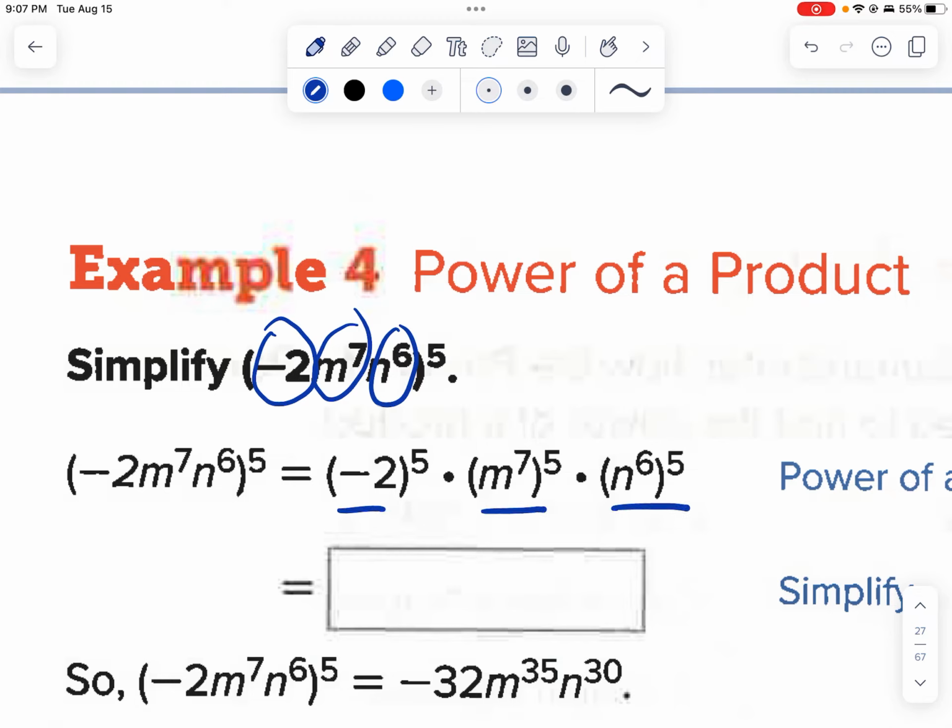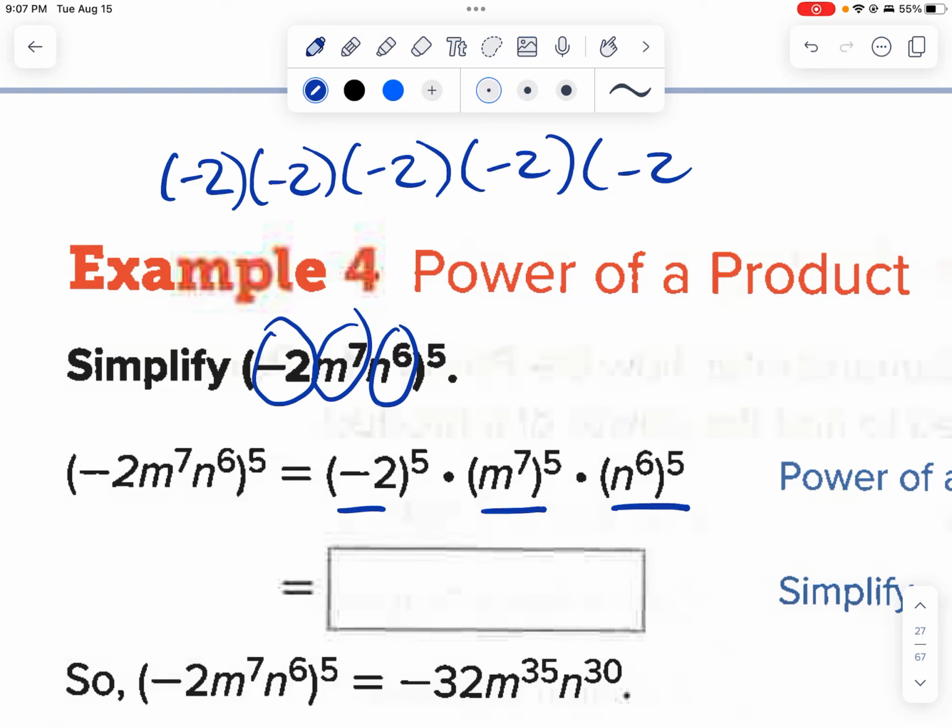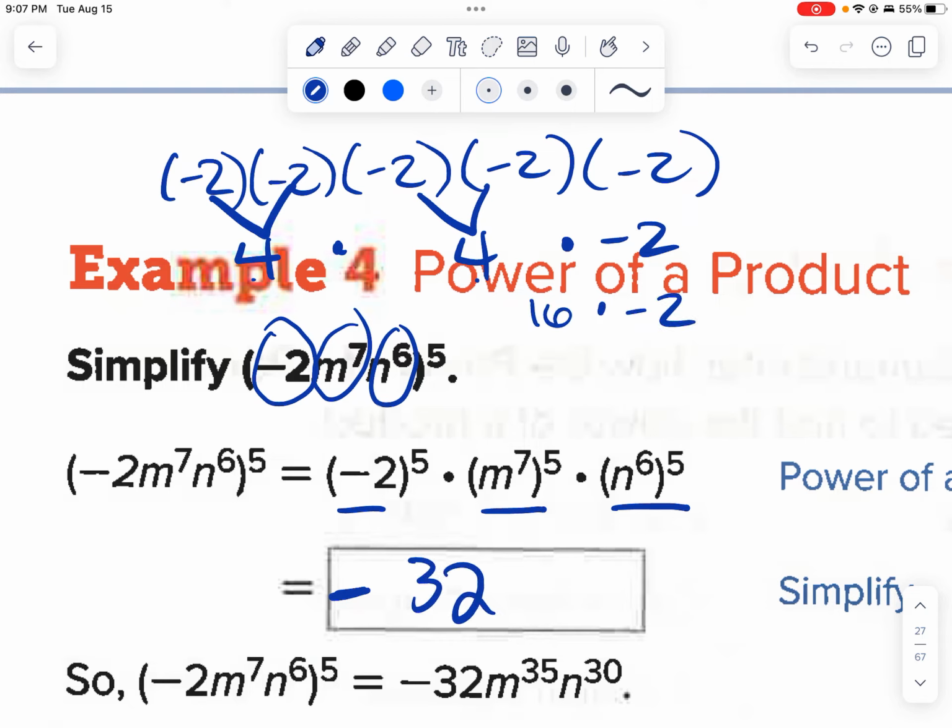Negative 2 to the 5th power. Negative 2 times negative 2 times negative 2 times negative 2 times negative 2. Remember, these 2 are going to make 4. These 2 are going to make 4. Then I have just a negative 2. So my answer is going to have a negative on it. 4 times 4 is 16 times negative 2, which is negative 32.